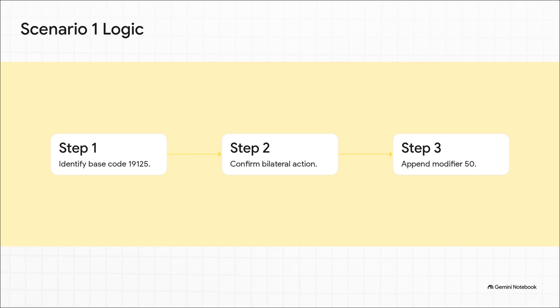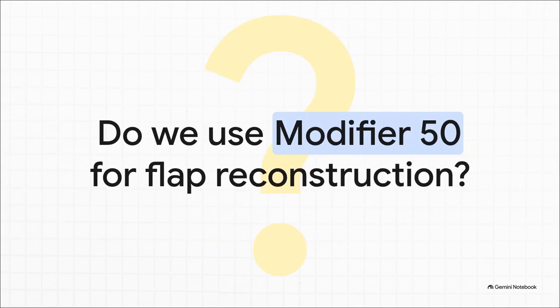Well, the base code here is 19125 for the excision of a breast lesion identified by a preoperative marker. Because this is an excision base code, our rules tell us to definitively append the 50 modifier for a bilateral procedure. Our guidelines are super clear on this. For excision codes like 19125, if the procedure happens bilaterally, you append modifier 50. Easy enough, right? Okay, let's try scenario 2.